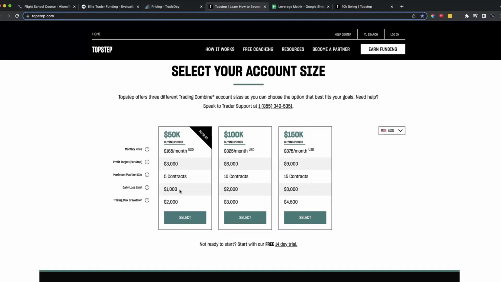And Top Step, got to make 3 grand. No more than 1,000 loss on a day. No more than 2,000 from the high water mark. You can trade 5 contracts. Now that's 5 ESs or 5 MESs. They don't have the 5 ESs or 50 MESs, which I think is a little ridiculous. So if I was to choose a company, I'd probably put Top Step low.